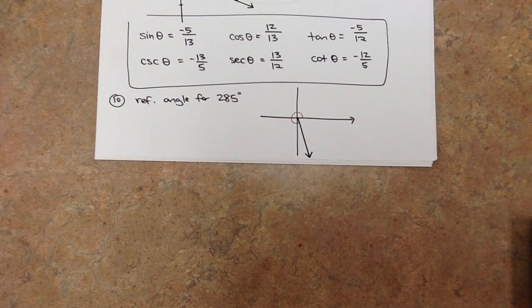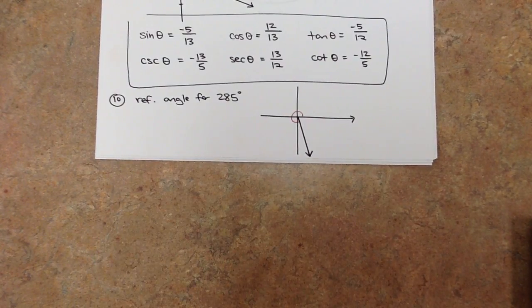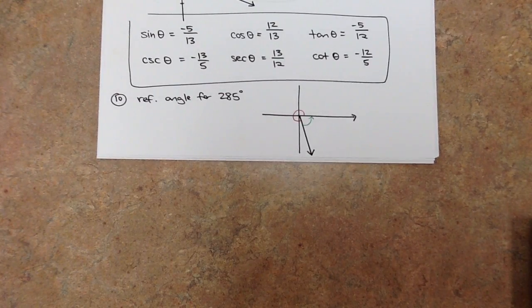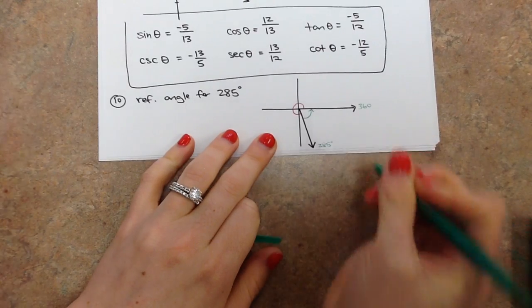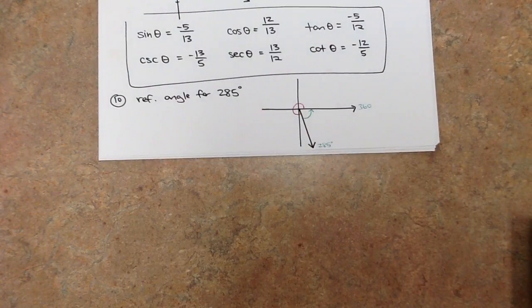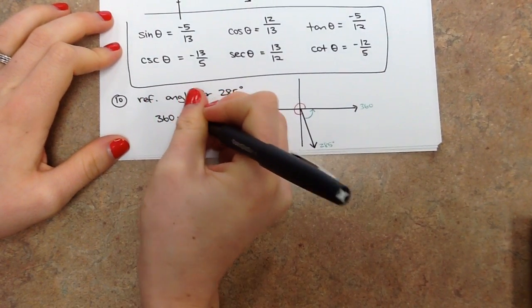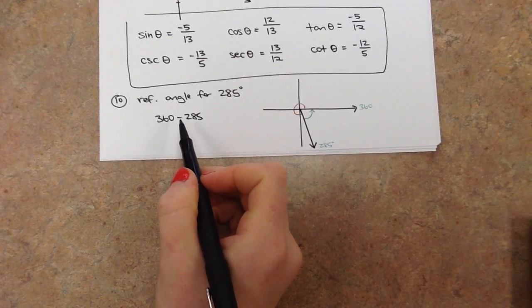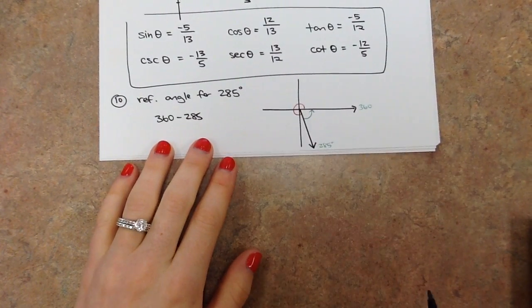The reference angle is always the shortest distance back to the x-axis. So this is our x-axis right here. It's this measurement right here that we're looking for. The way that we find it, this is 360 degrees, this is 285 degrees. We want to figure out what the difference between them would be. So to find the reference angle, we subtract 360 minus 285. Okay, it's not always 360 minus 285. It's always supposed to be the shortest distance back to the x-axis. So if we were over here, we'd be subtracting with 180.